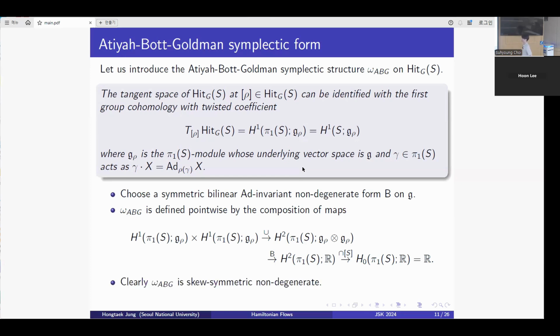By construction, you can easily see that the Atiyah-Bott-Goldman symplectic form is skew-symmetric and non-degenerate. This is a non-degenerate two-form, but for it to be a symplectic form, you need to show that it is closed. This is the hard, non-trivial part, and Goldman, Weinstein, Hitchin, and many other mathematicians were involved in proving this fact. But we have it. This is what I mean by the Atiyah-Bott-Goldman symplectic form.